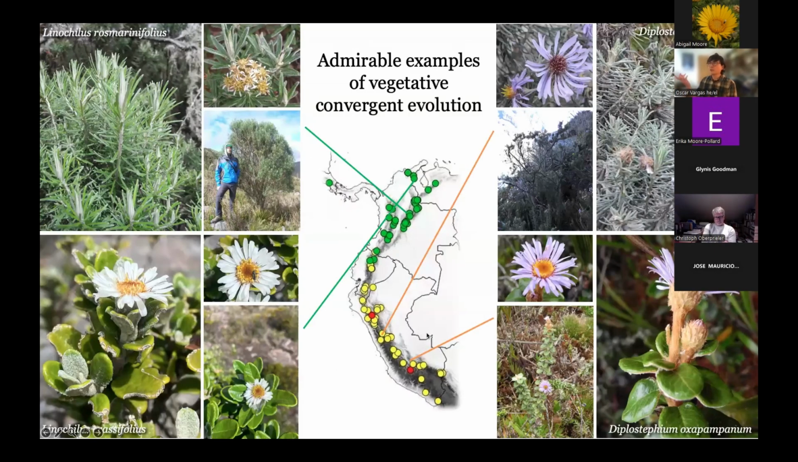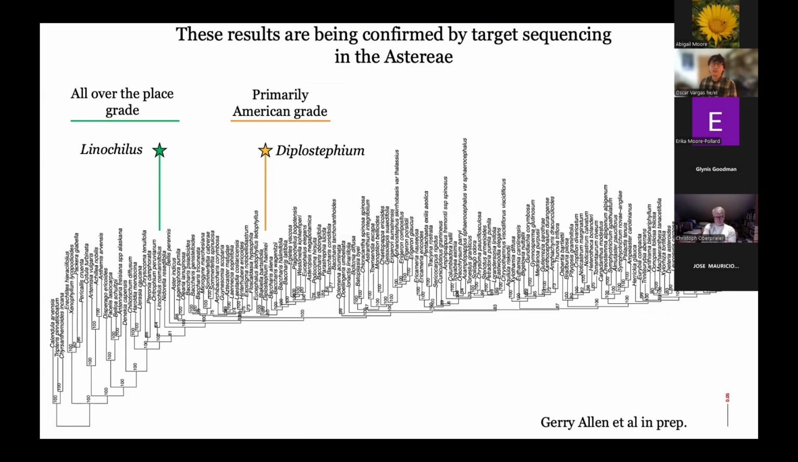Okay. I also want to say that this biphyletic nature of Diplostephium is being confirmed right now. Gary Allen, who is here, is leading an effort to do a phylogeny of the Astereae. So I submitted some of my samples there. There's a preliminary phylogeny of this, and we can see where Linochilus shows in the phylogeny and where Diplostephium shows in the phylogeny. They're actually relatively far away from each other.